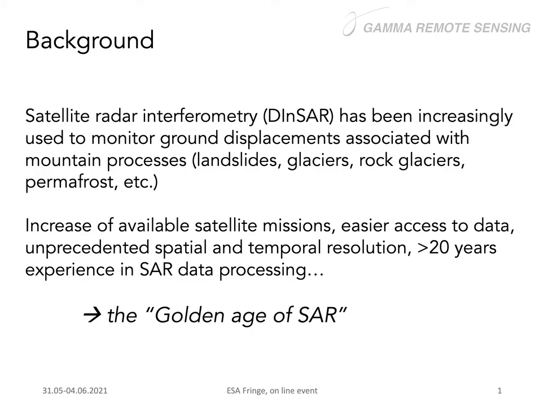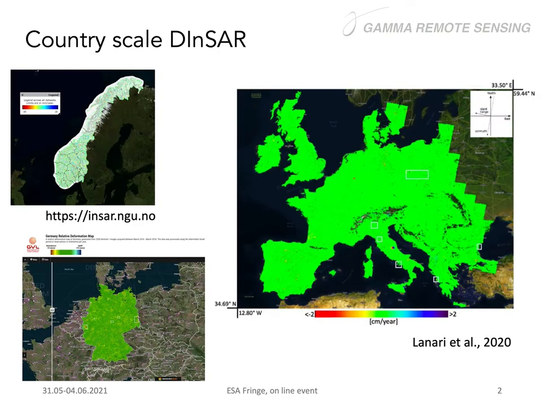So as a background, everybody knows that we are living the golden age of SAR data, and especially for differential SAR interferometry, we have seen that this has been increasingly used also to monitor ground displacements. And we have seen also that in the last years there have been several programs at the national, country scale, and even the continental scales to monitor the ground deformation. But what is happening when we have to analyze a very local case scenario in the mountains? So for example, a complex landslide scenario.